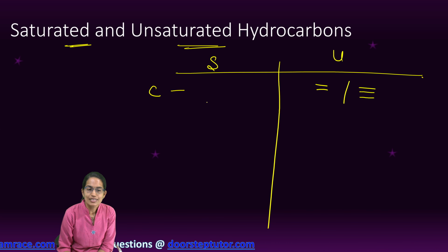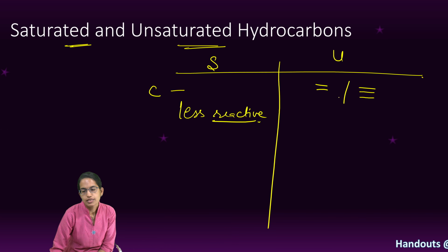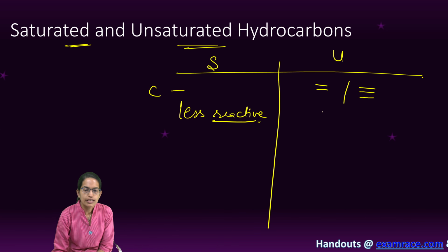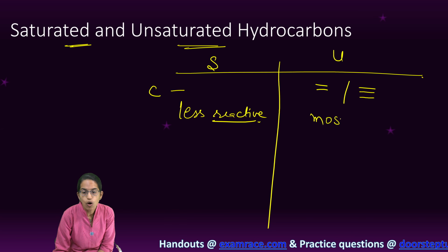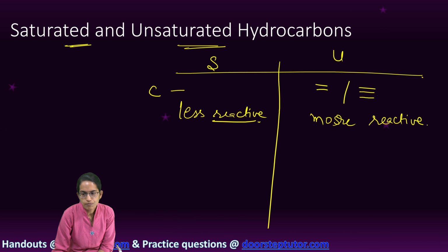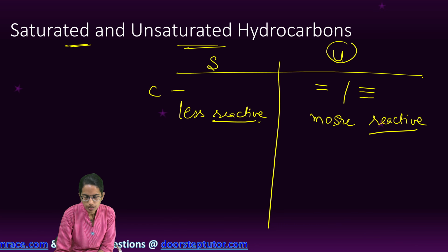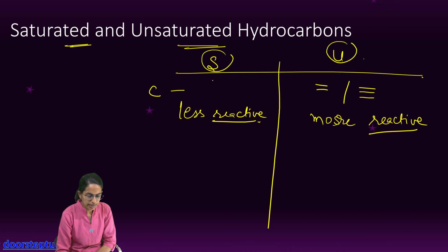Now, when there is a single bond, that means it is relatively more stable, so it is less reactive. Since there is a double bond or a triple bond here, it has a tendency to move into a state of stability and therefore is more reactive. So unsaturated hydrocarbons are more reactive as compared to the saturated hydrocarbons.